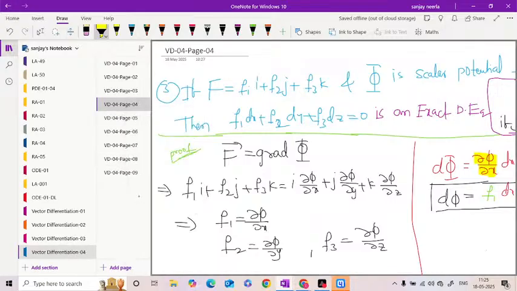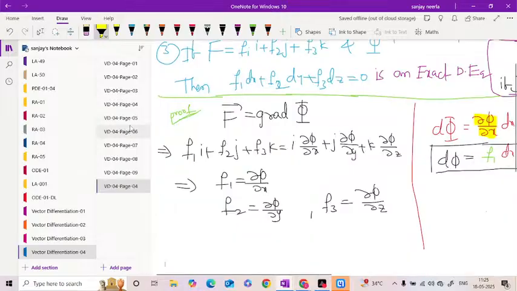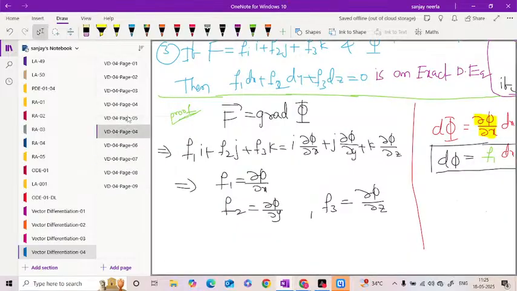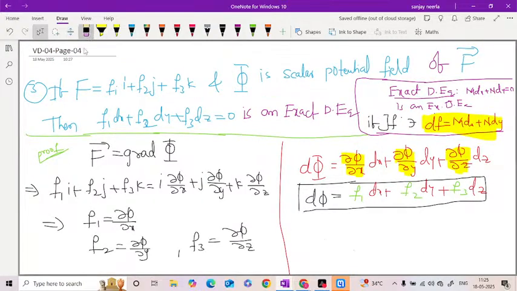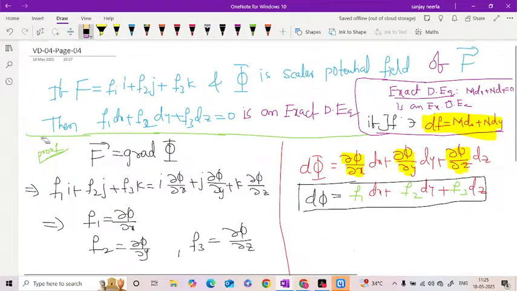So fourth property, paste. Now the fourth property, I am removing. Now the fourth property.